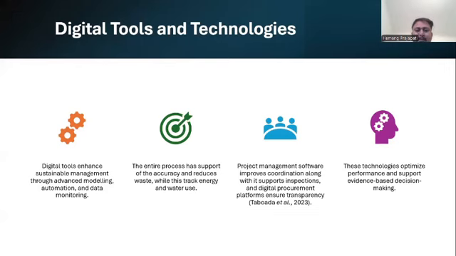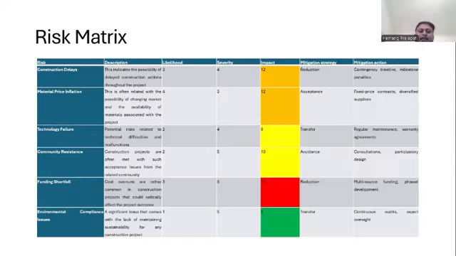Digital tools and technologies. The digital tools help the project to have a sustainable management process via data monitoring along with the automation process. However, the entire project supports reduction of waste and accuracy in the process. The project management software helps to create the structure design of the WBS and tasks.